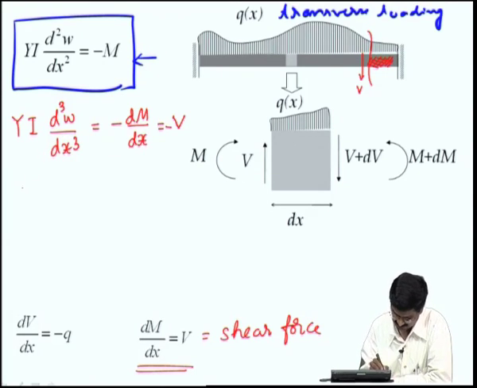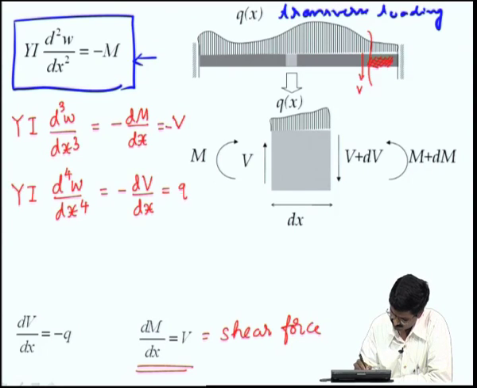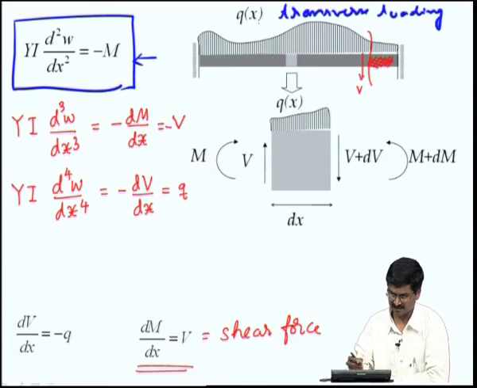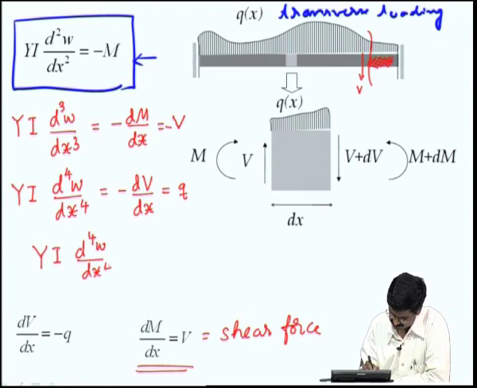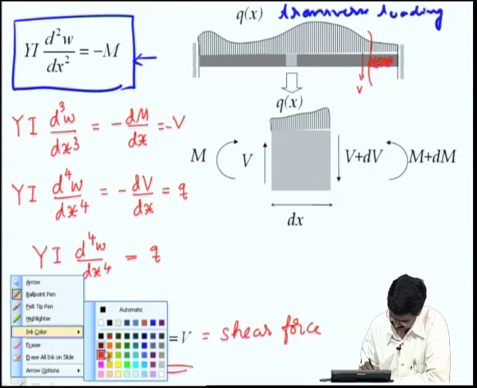Now, if I take another derivative, I will have E I, Young's modulus times moment of inertia, d to the 4 w by d x to the 4 is equal to minus dV by dx. This turns out to be the load q that is applied, the q of x that we have taken. So, in one sense what we have written, E I d to the 4 w by d x to the 4 equal to q, is our differential equation for the deformation of the beam.